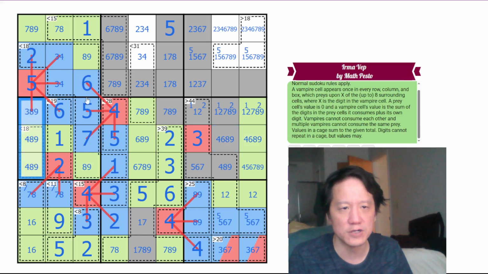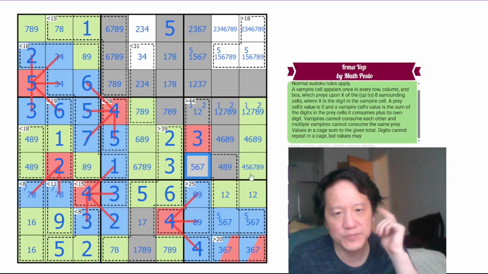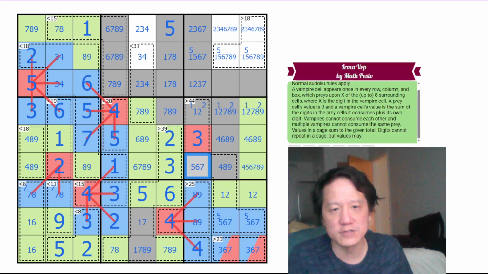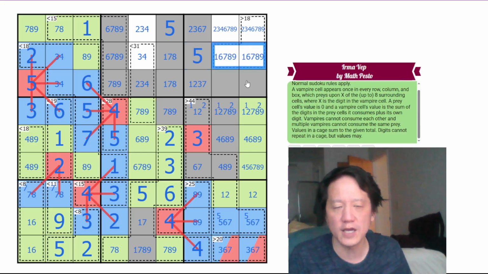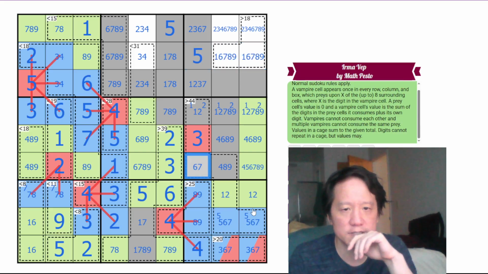Where is the 3 in column 1? It has to be here. So this is 3. This 5 means this can't be 5 here. Where is the 5 in column 7? It has to be here. So this is 5, which means this cannot be 5 here. That's interesting. We have a 1, 2, 1, 2 pair here.